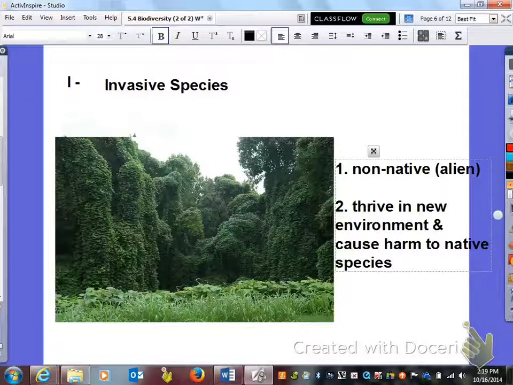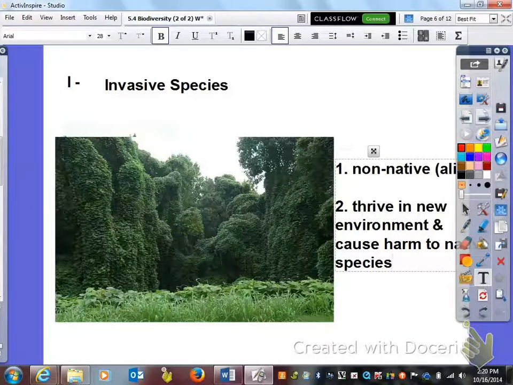And what happens when you introduce an animal, then there's a competition for food. And then even if it's a predator that then eats all the prey, then you've knocked out another predator, okay? So it's that balance. So invasive species upset that balance.